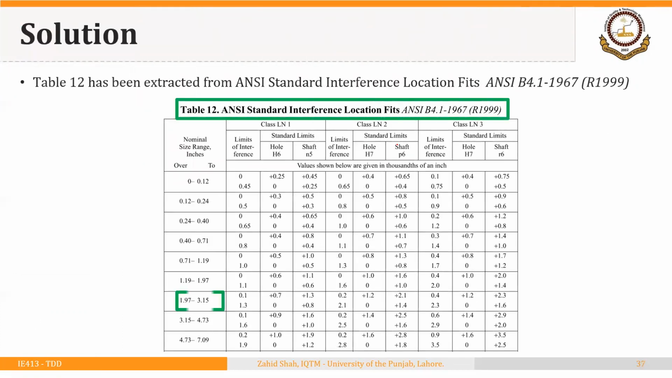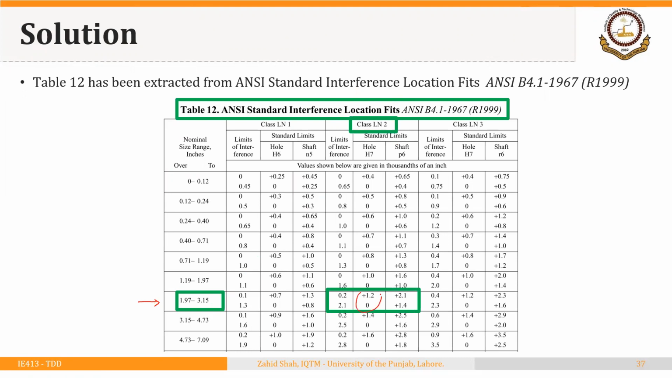So we have this table similar to the ones we saw in the previous segment. This is table 12 from Machinery's Handbook, the standard interference locational fits. The size is 2, so that lies between 1.97 and 3.15. The class is LN2. So we are using the basic hole system.